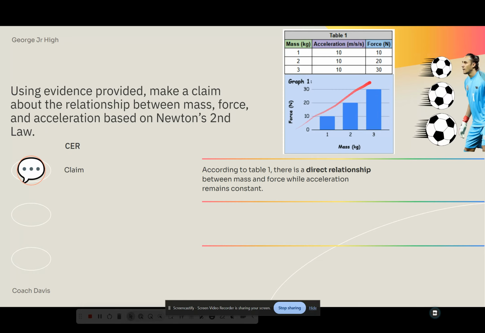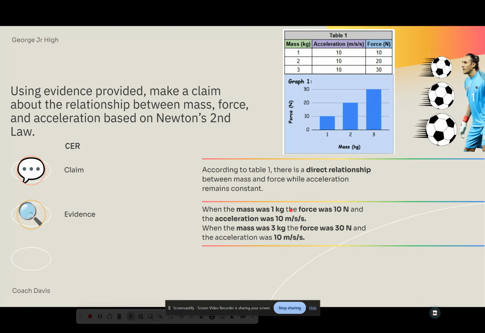If we remember from last week, when we have this pattern on a graph of an upward slope, that is a direct relationship. So let's go ahead and write our first claim. According to table 1, there's a direct relationship between mass and force, while the acceleration remains constant. If you note, acceleration is not on this graph because we're really just looking at mass and force, and it's because acceleration isn't changing. It's the same. So there we go. That's our claim. Let's move on to some data to back up that claim.